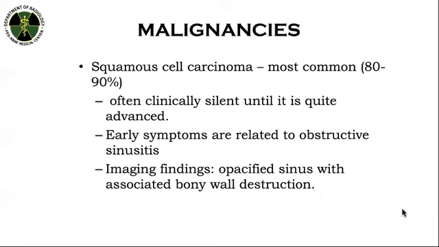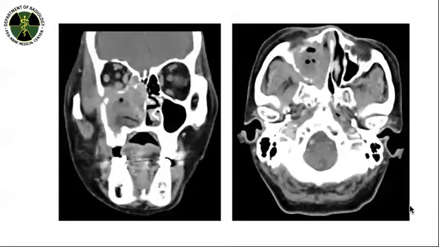wall destruction. So this is an example of your squamous cell carcinoma in the right. As you can see in this coronal CT scan view, there is bony destruction. And also in here, in your axial CT scan, there is bony wall destruction.